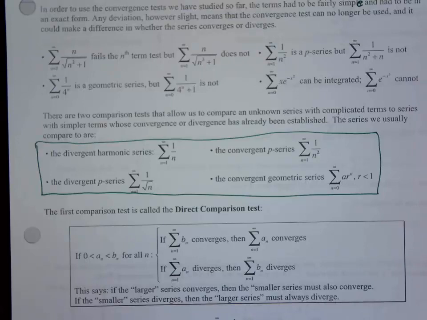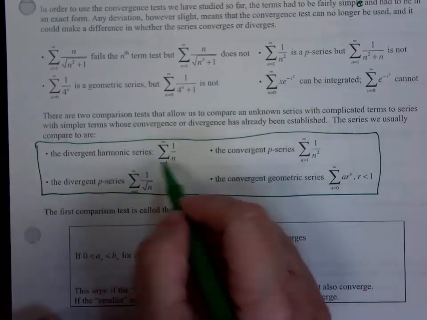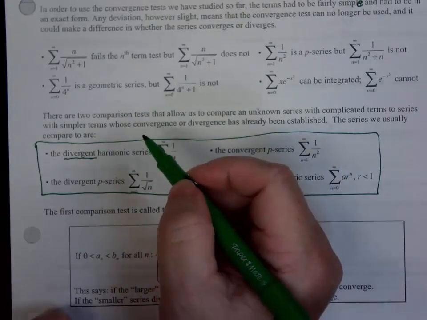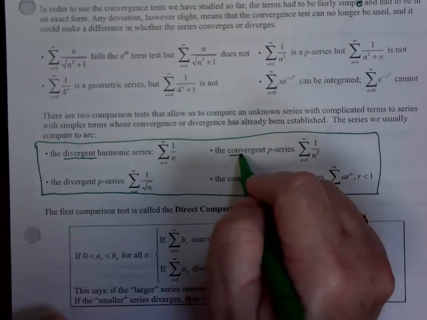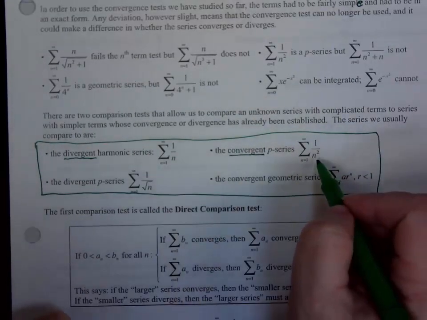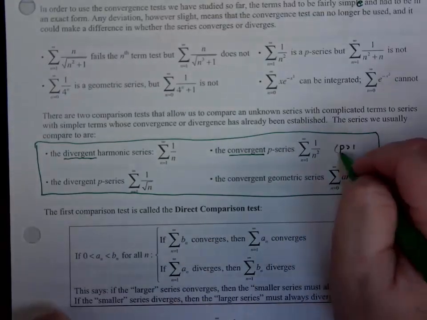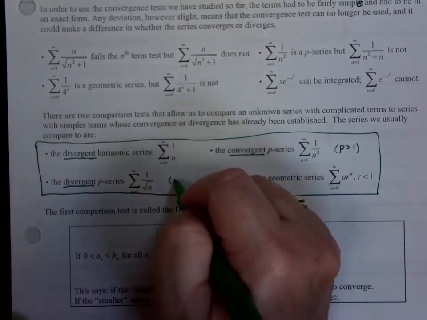These are the 4 what we call benchmarks. They are the comparers. We're going to compare to one of these 4 based on the way our problem looks. Now we can also modify these a little bit, and we'll talk about that as we go. So one of the ones we can compare to is the divergent harmonic series. So go ahead and underline whether it converges or diverges as well. So the harmonic, remember, diverges. Some p series converge and some diverge. The one on the right is a convergent p series because p is greater than 1. That's why it converges. The divergent p series is when p is less than 1.